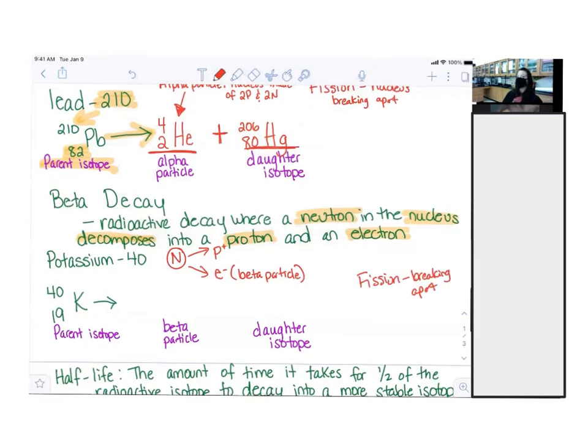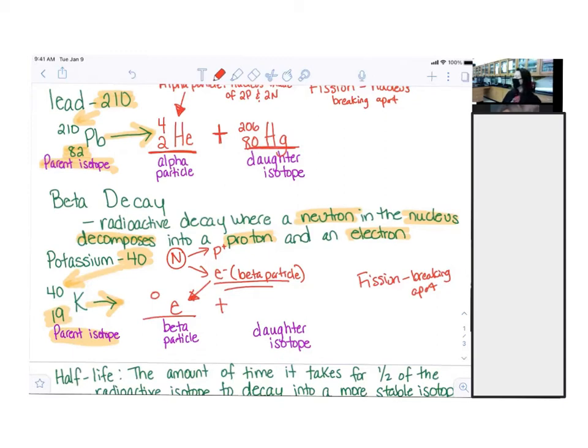So we've got a starting parent isotope of potassium right here. And that parent isotope has a mass of 40. I'm going to first put my beta particle, which is my electron, that is being emitted out of the nucleus. So we write an E for electron. Electrons from last unit we learned don't have much of a mass. So we put 0 on the top because no mass is being lost when that electron shoots off.